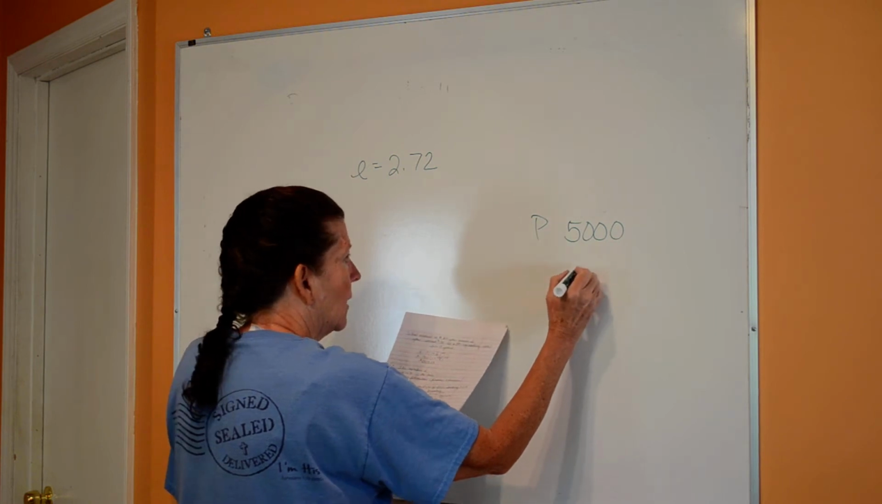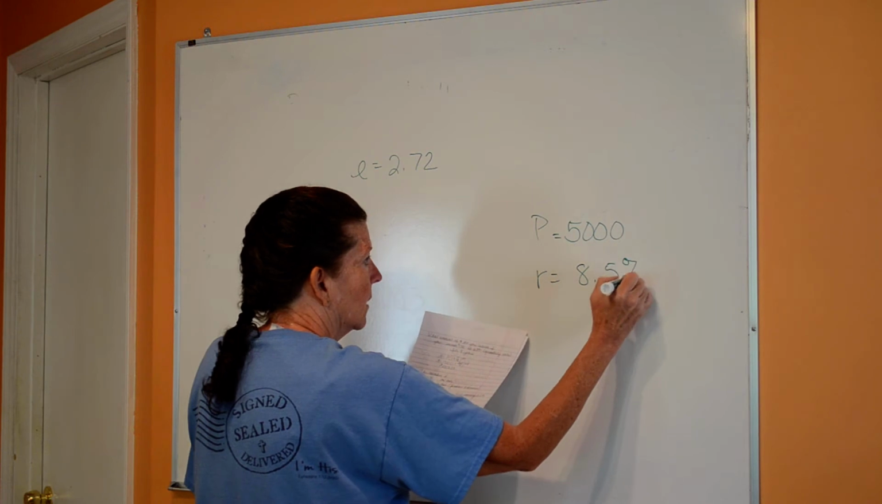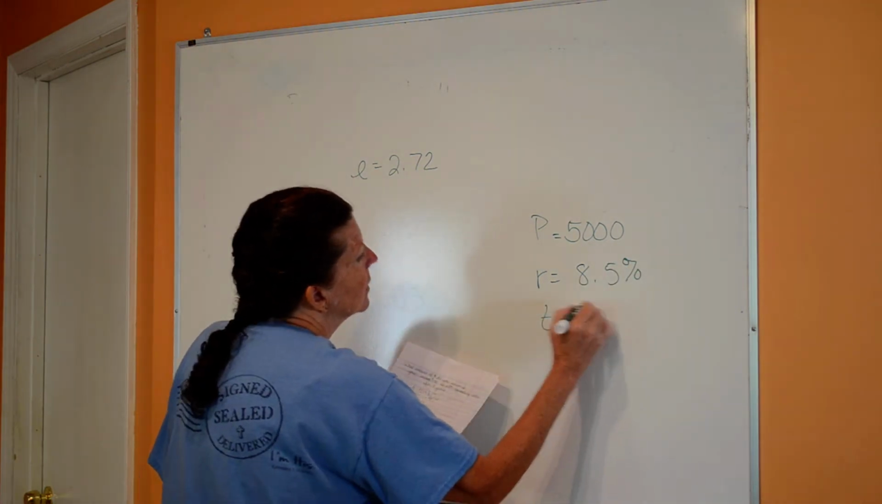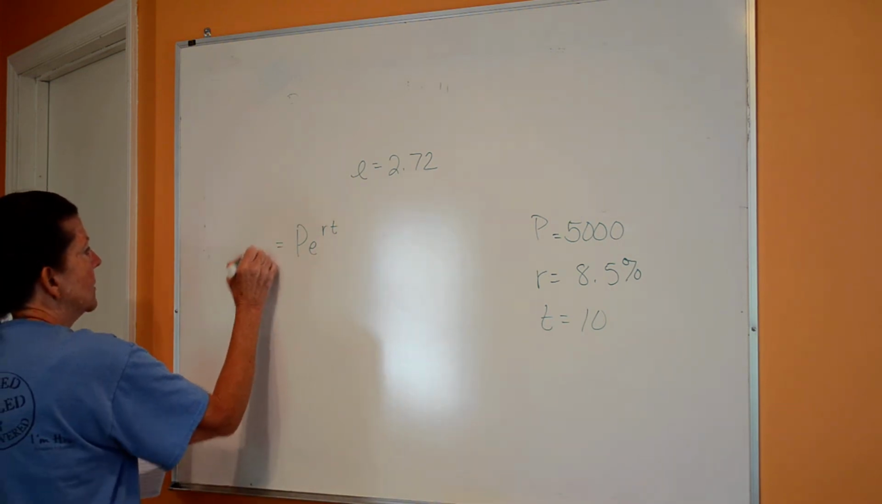at a rate of 8.5%, and you're going to compound it continuously and for 10 years. So you're going to use the PERT formula if it's compounded continuously.